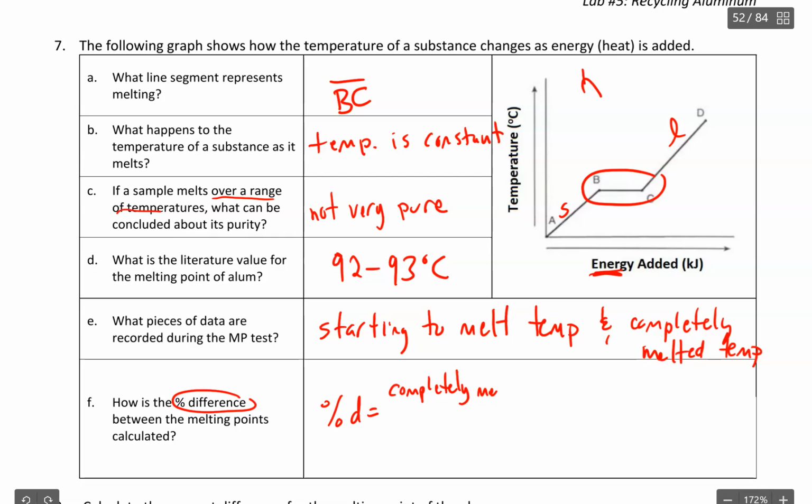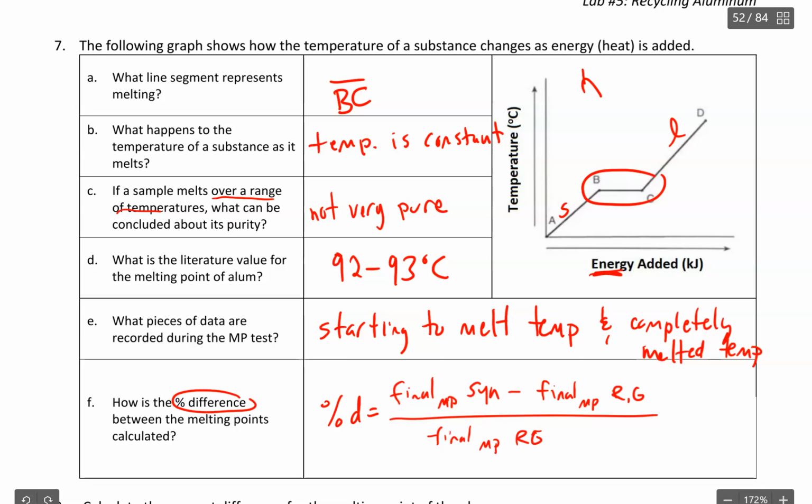So we're going to put completely melted. You're going to take the final melting point of your synthesized alum minus the final melting point of the reagent grade, divided by the final melting point of the reagent grade, again, the lab-made professional stuff, times 100. So the starting to melt temperature is not used for any of the calculations whatsoever. We'll use it to evaluate purity in a different way.